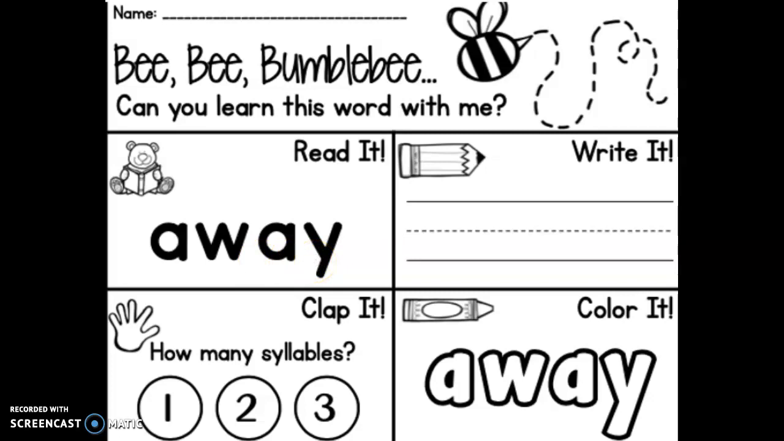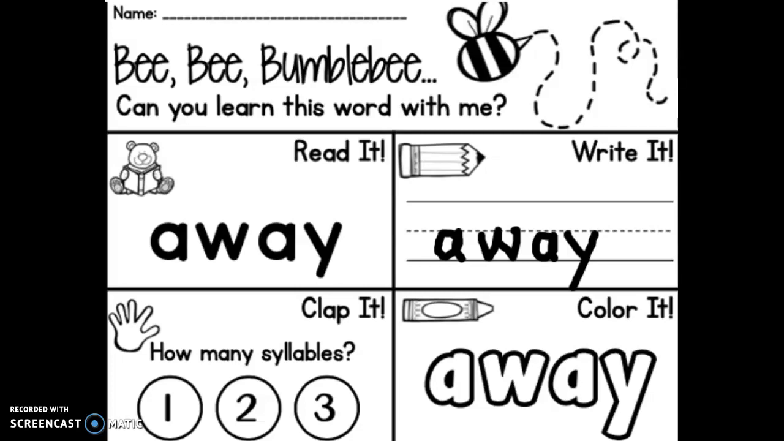Now in this next box, we are going to write the word. So here we go. A, W, A, Y. And really make sure that with your Y, you go down into the basement. Okay. I know you guys are going to have better handwriting than me. You always do. Let's look at our next box.